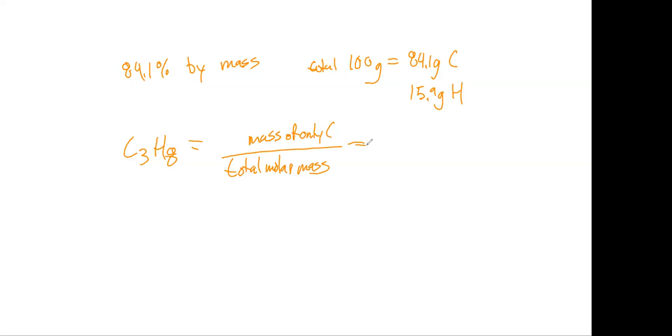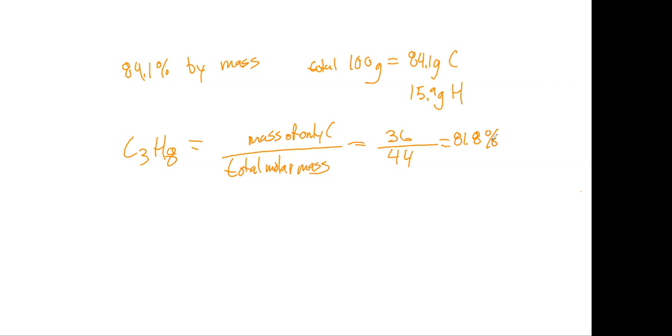So C3H8 is 3 times 12 plus 8 times 1. So we have a total molar mass of about 44 grams. 36 of that is carbon. So 36 divided by 44 is 81.8%. Now that's not quite 84.1%. So we would probably want to try some other options to see if there's a better one to match our 84.1%.